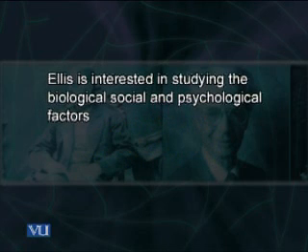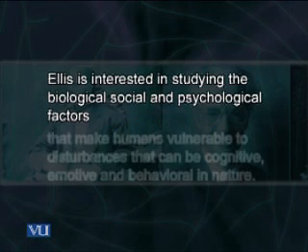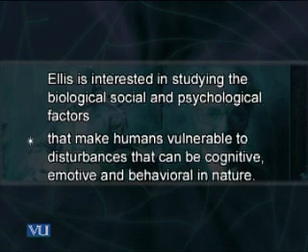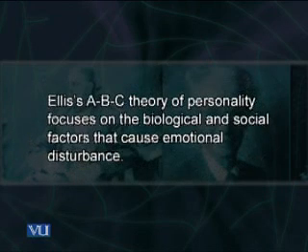Ellis is interested in studying the biological, social, psychological factors that make humans vulnerable to disturbances that can be cognitive, emotive, and behavioral in nature. Ellis' ABC theory of personality focuses on the biological and social factors that cause emotional disturbance. Dear students, we are talking to you about Albert Ellis' theory of personality. And we told you that for Ellis, biological factors, psychological factors and social factors are responsible for personality development.